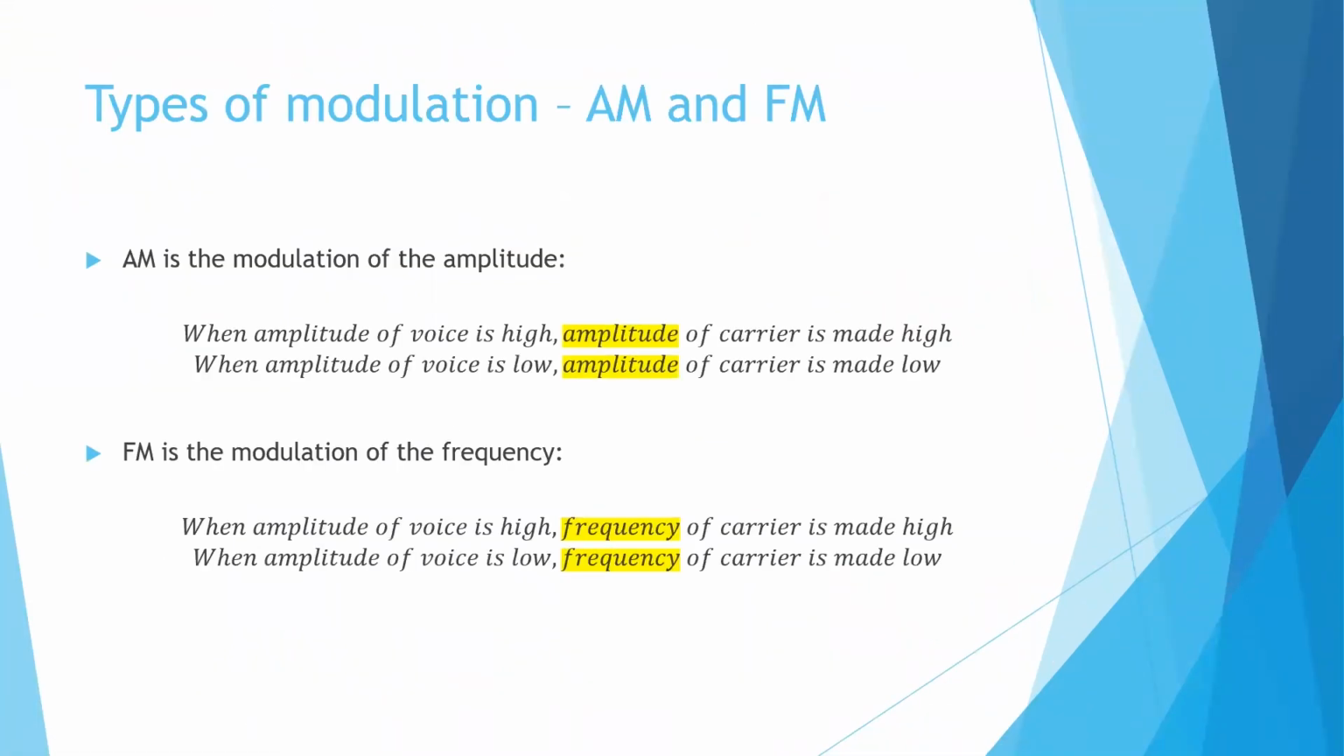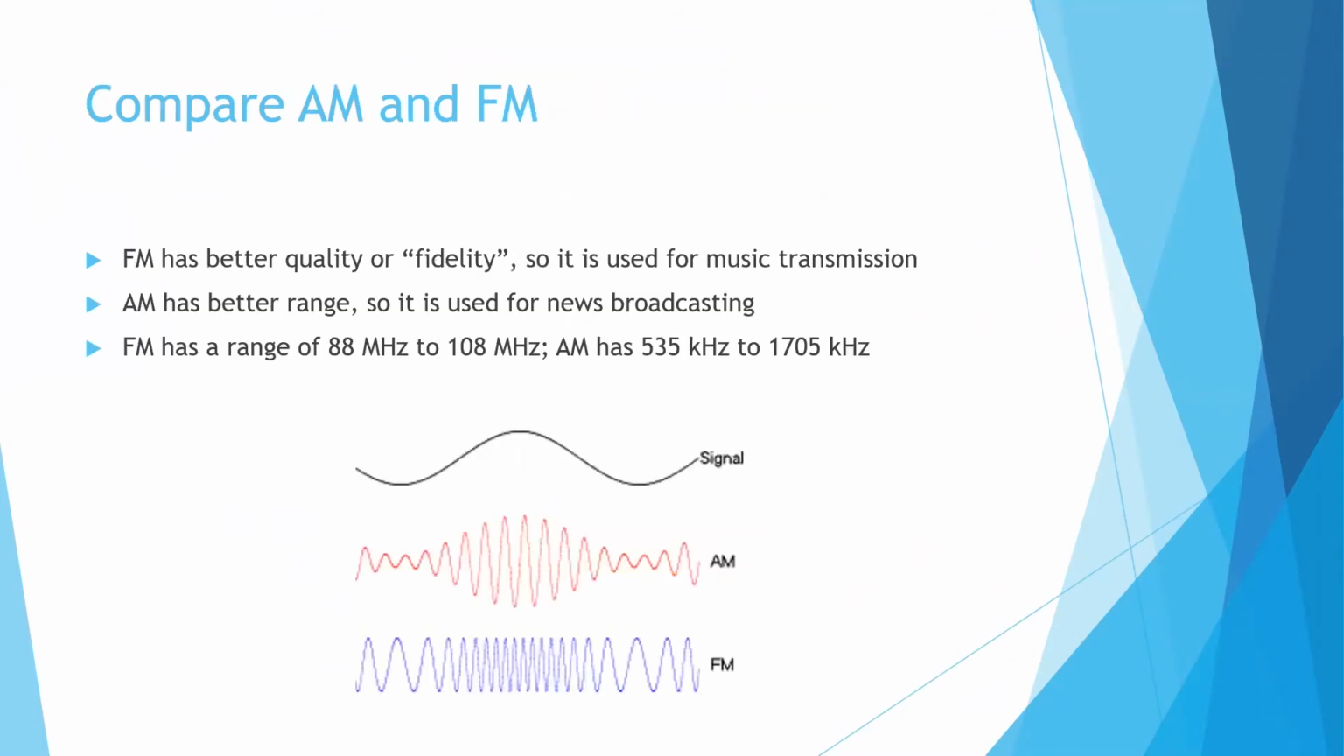So what is the difference? Why do we do one over the other? What are the differences in performance? FM generally has better quality or fidelity. It is less affected by noise.